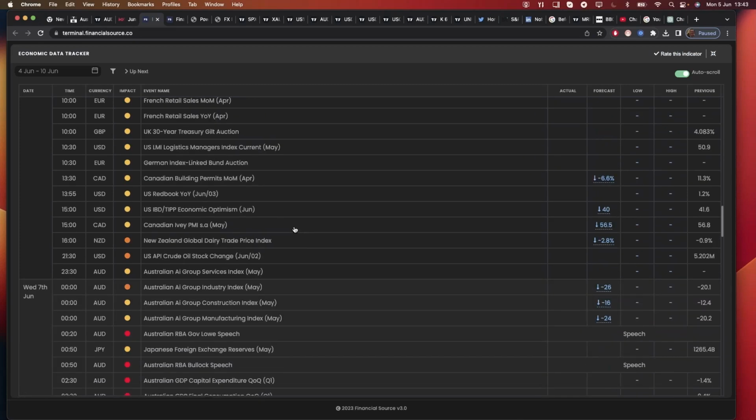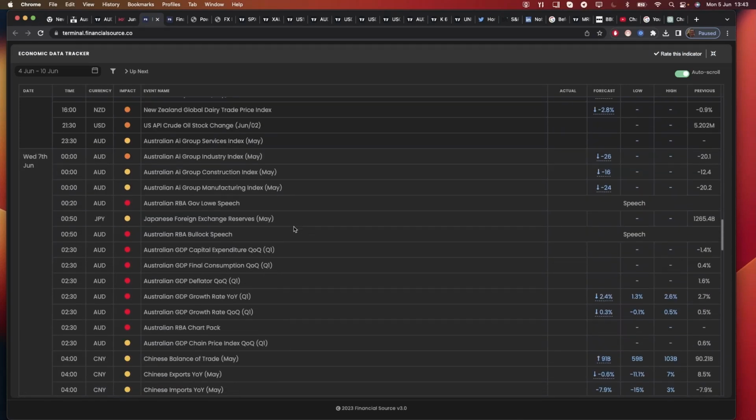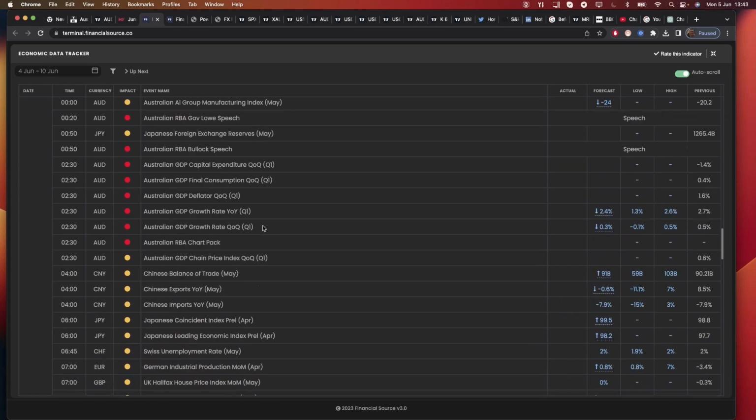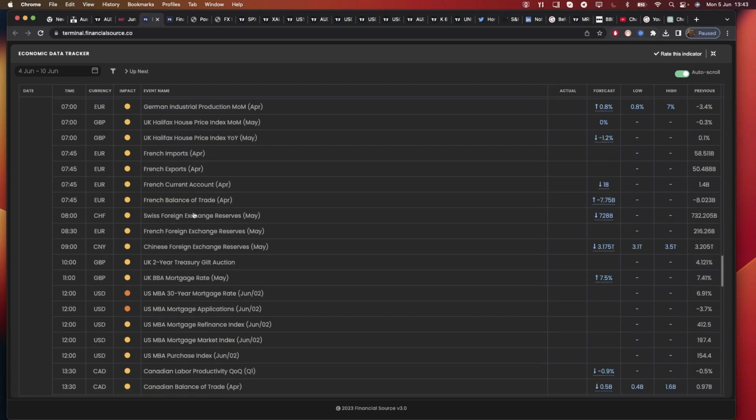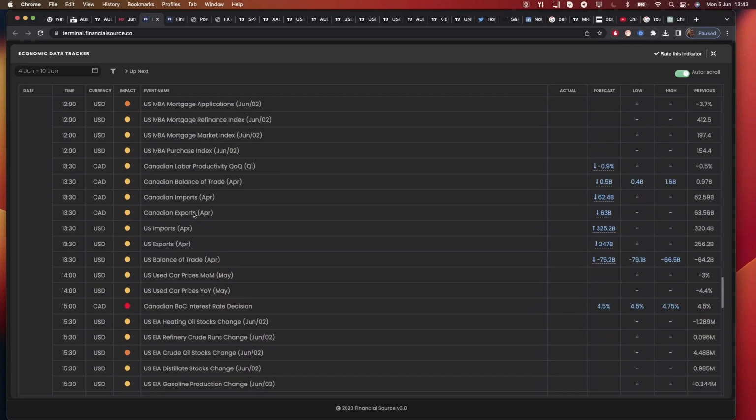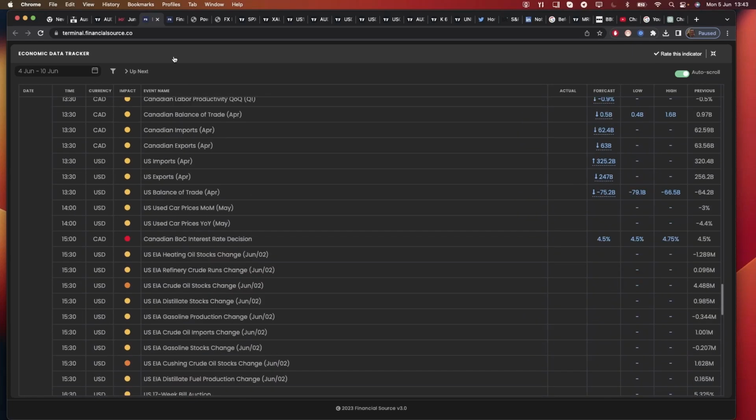Then on Wednesday, we've got some GDP data, and remember, you can look at that in light of the Aussie New Zealand dollar pair. If that's going up higher and growing, then that should give the Aussie dollar more strength. But the main event to look at on the Wednesday is the Bank of Canada interest rate decision.